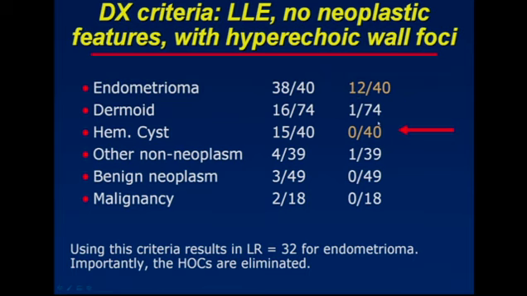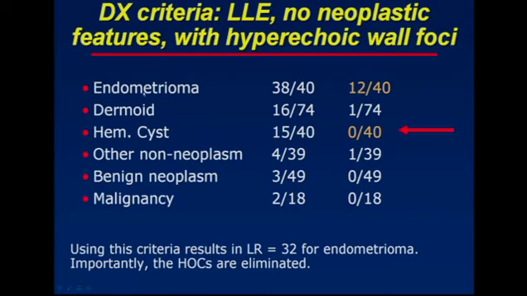But you will not mistake any acute hemorrhagic ovarian cysts as endometriomas. The likelihood ratio for endometrioma with this diagnostic criterion set is 32, which is quite high. This is what you would get from a series, and this is actual data, if you use the criteria of low-level echoes with no neoplastic features and not considering whether or not they had hyperechoic wall foci.